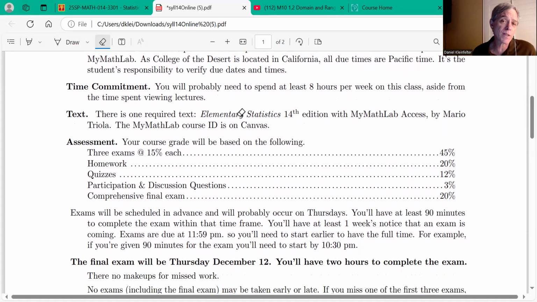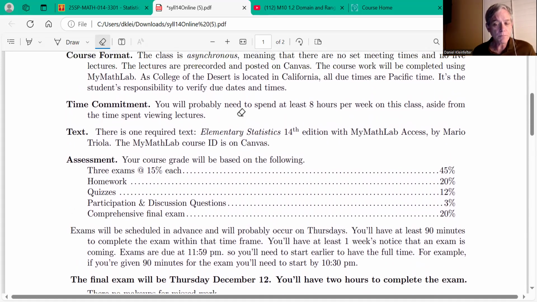Overall time commitment for the class will vary depending on the person. Depending on what chapter we're covering, depending on your math background, when your last math class was and how well you did in it. But an average is about 8 hours per week during the semester, aside from the time spent viewing lectures. So you'll be watching lecture videos, and then the time you spend actually doing work, solving problems and so forth, and studying would be more like the 8 hours per week.